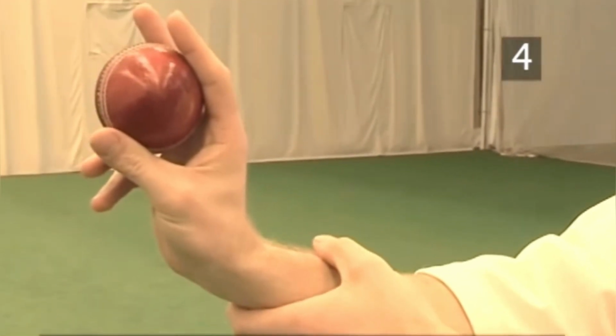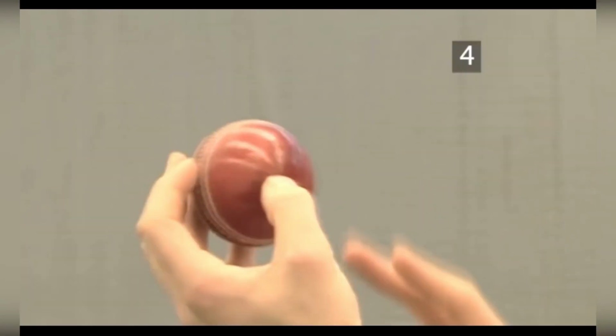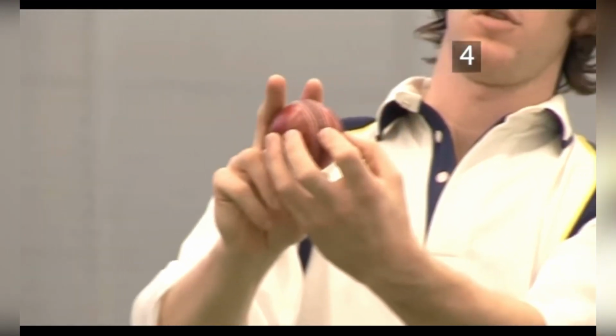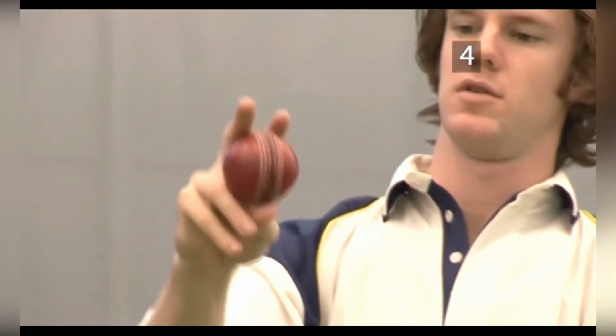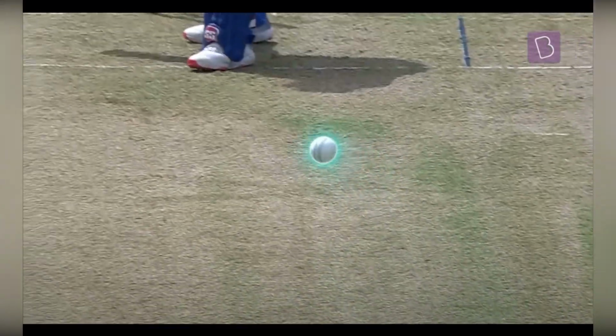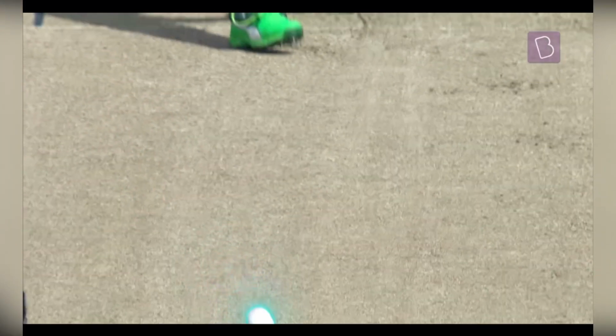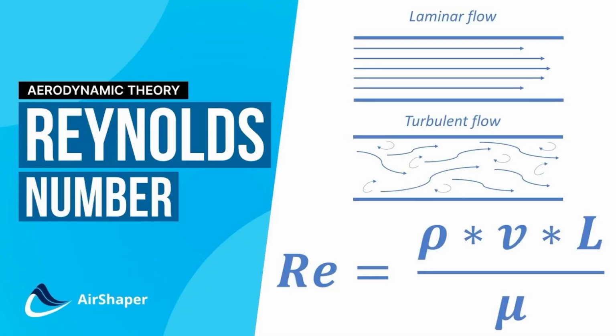Now, for swing to occur, the seam of the ball must remain upright, but it unfortunately doesn't in its own natural flight. To combat this, fast bowlers impart backspin on the ball as it leaves their hand. This backspin keeps the seam upright and allows the magic of swing bowling to happen. But controlling backspin is no easy task, and this is what makes swing bowling so challenging.